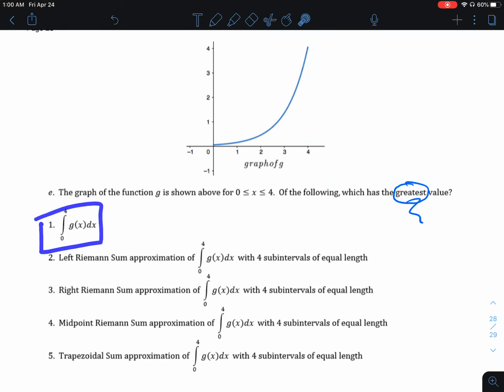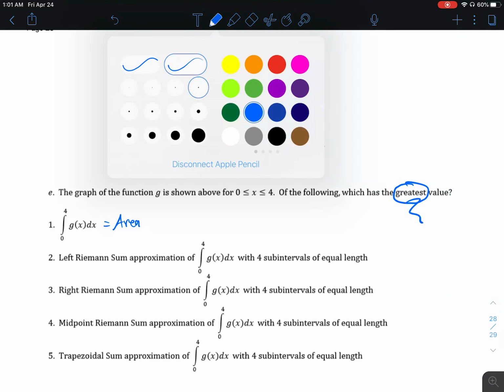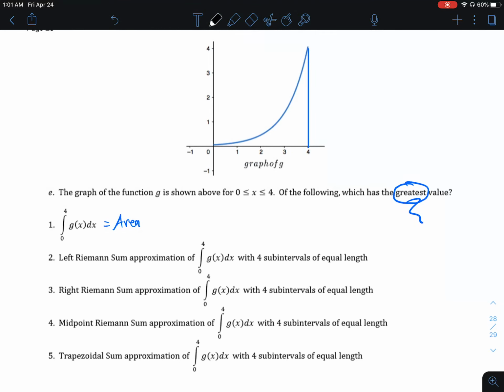Option 1, what is this really asking for? It's asking for the area under the curve. It's the actual area, so from 0 to 4, this is asking for this shaded area. So far, this is the biggest because we have compared it to nothing else.